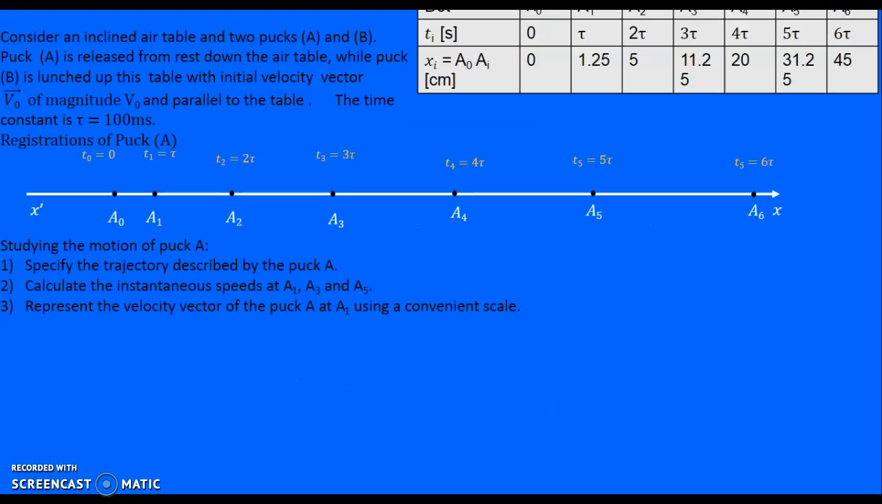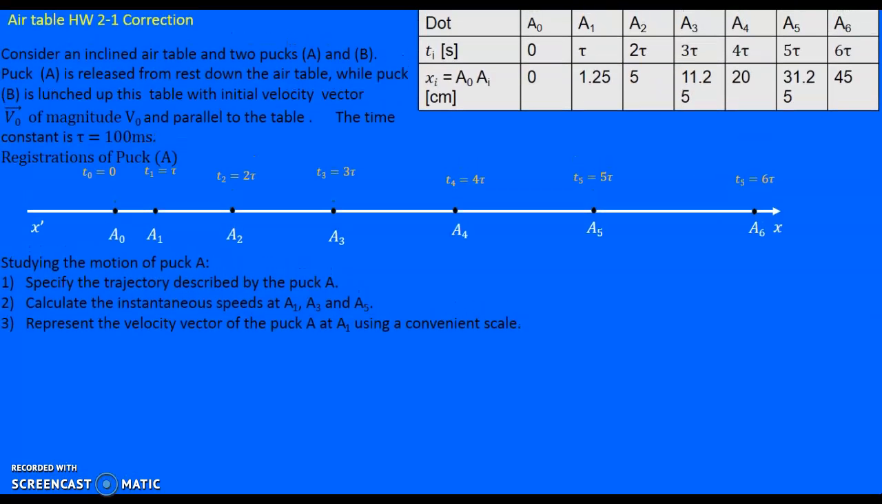In this video, we are going to solve another application about the speed, the average speed, instantaneous speeds, and so on. So consider an inclined airtable and two pucks A and B. Puck A is released from rest down the airtable, while puck B is launched up this table with initial velocity vector v naught of magnitude v0 and parallel to the table. The time constant is tau equal 100 milliseconds, so the time separating two successive positions is 100 milliseconds.